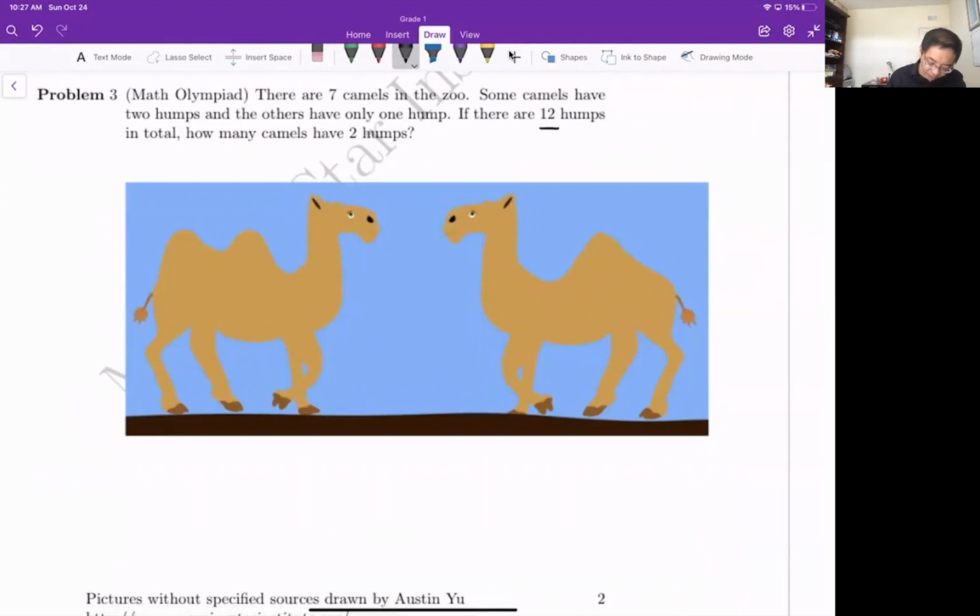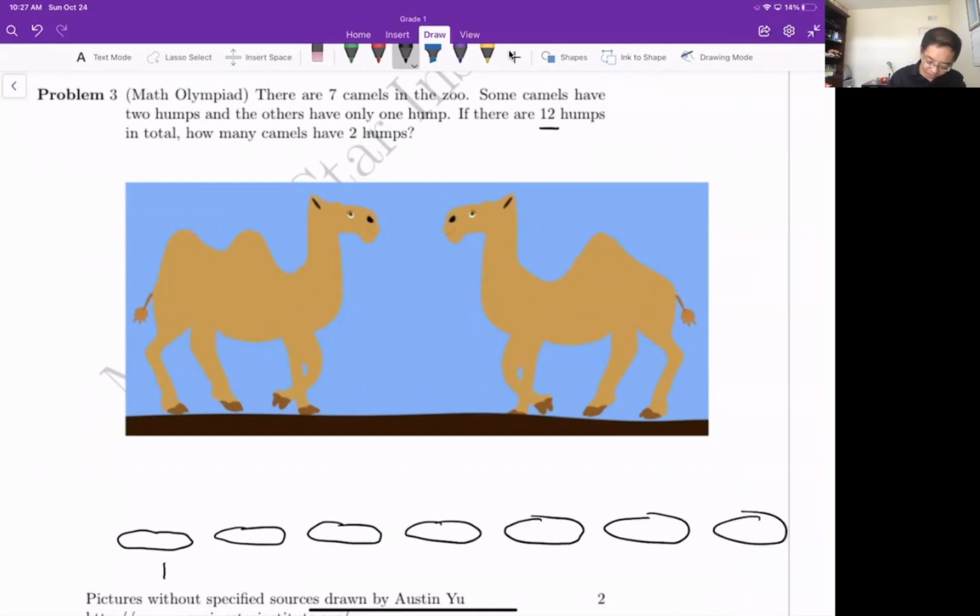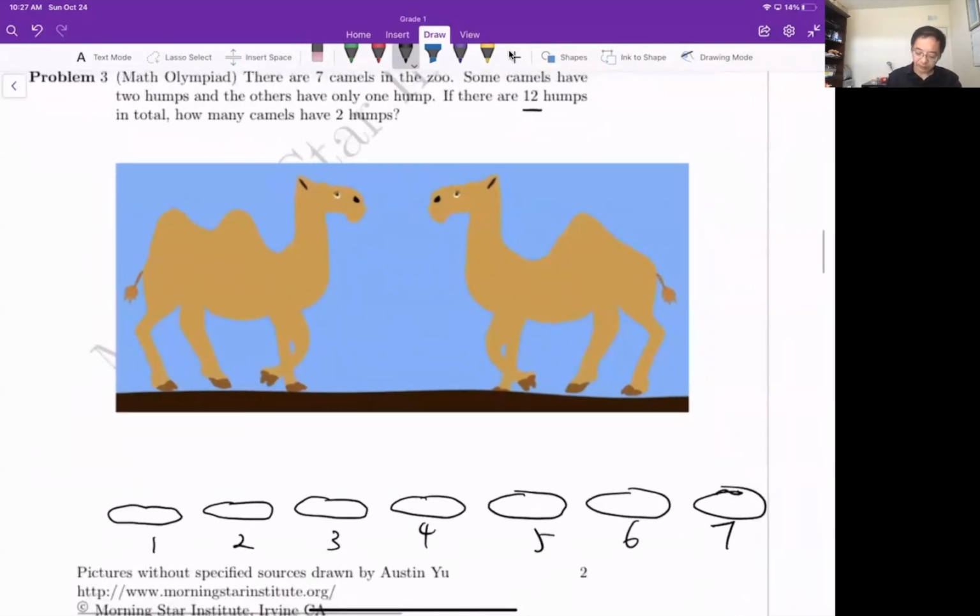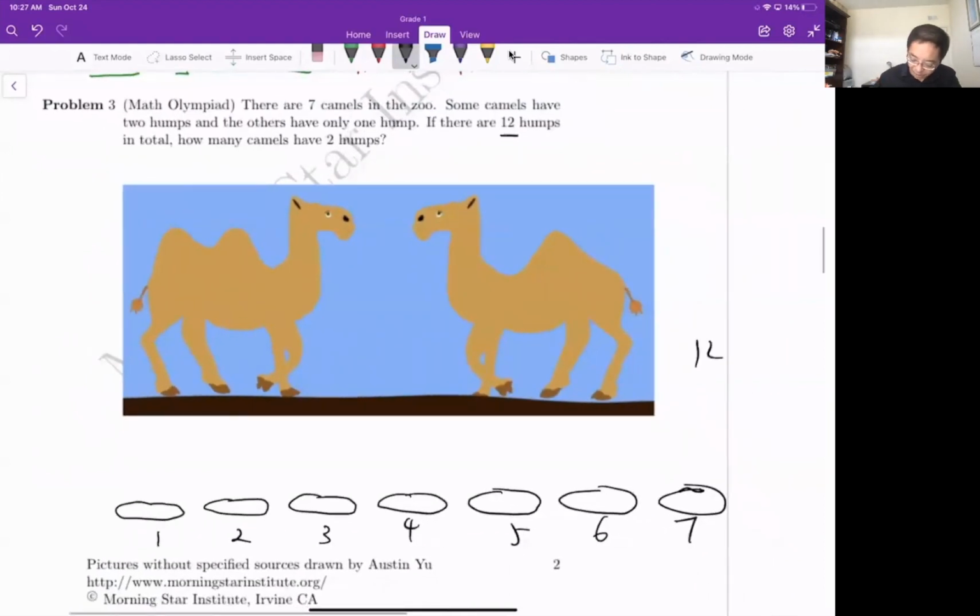Okay. All right, so here we have 7 camels. Let me mark them: 1, 2, 3, 4, 5, 6, and 7, right? And by the total number, there are 12 humps, right? 12 minus 7, we know it's 5. So that means we need 5 more humps, right?